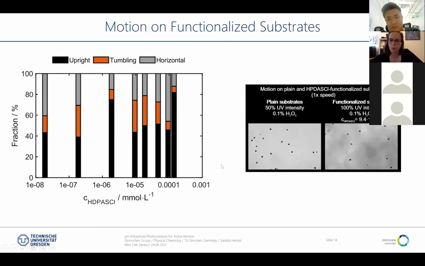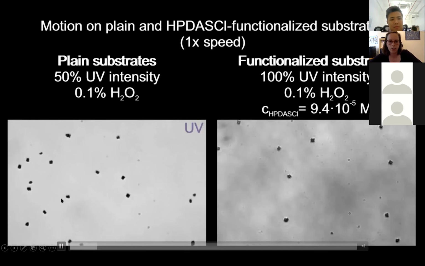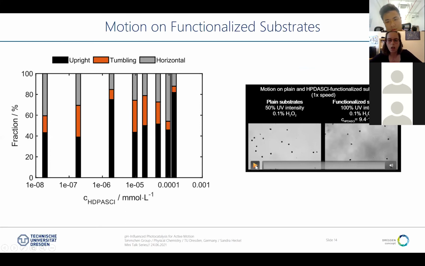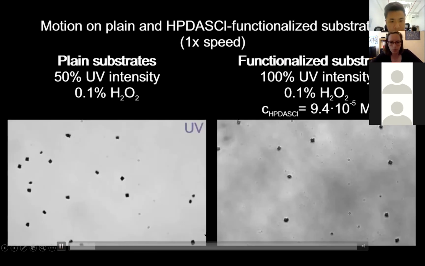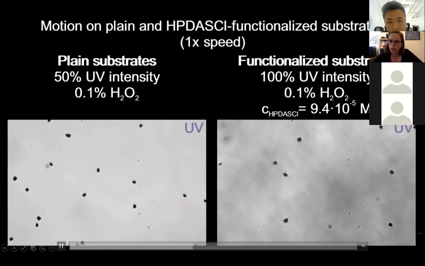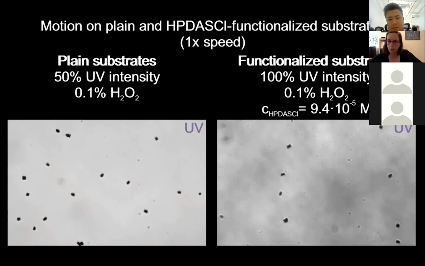I also have a comparison here for you. On the left, you got a plain glass substrate where no dye is present, all the particles move upright. On the right, there is the substrate functionalized, and you see the particles move in a different way. So definitely the dye has an influence on the particle motion, probably by decreasing the pH of the solution.